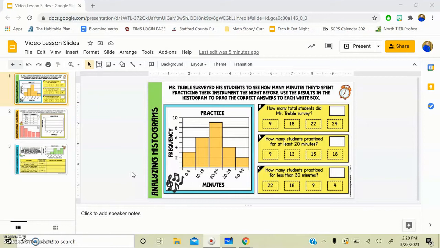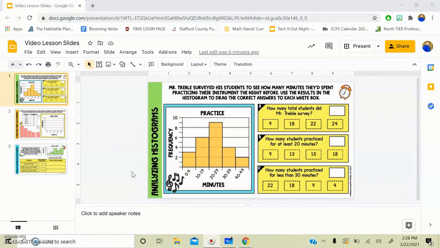So let's look at part A. How many total students did Mr. Treble survey? So what we want to do with this one is we're looking for a total, okay? So how do I find that total? Well, I'm going to add up how many students are in each bar.